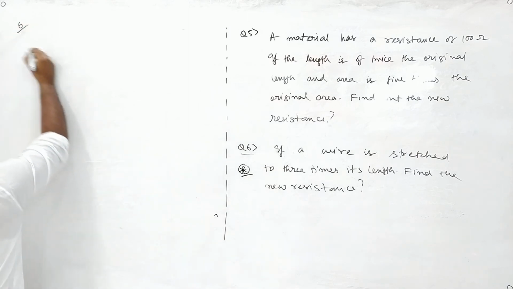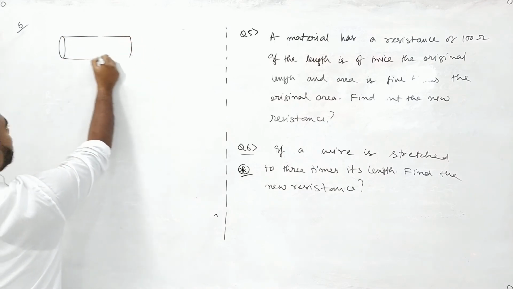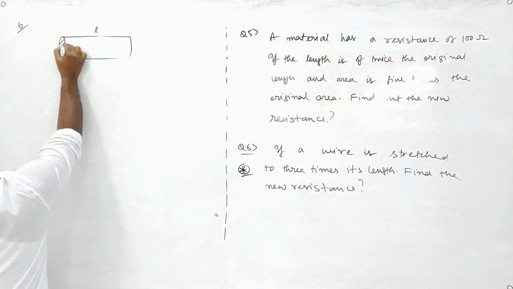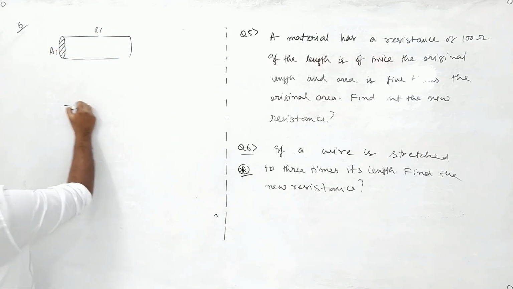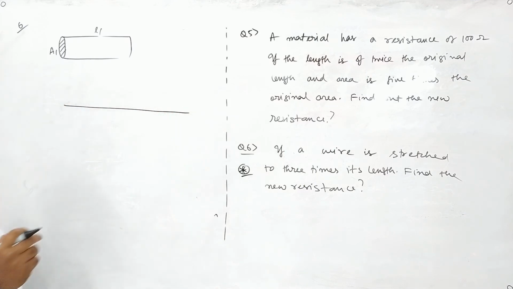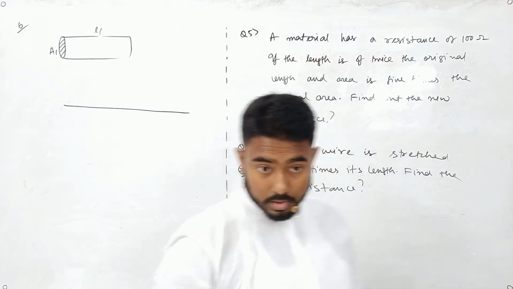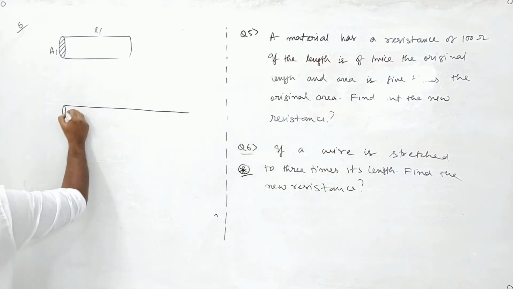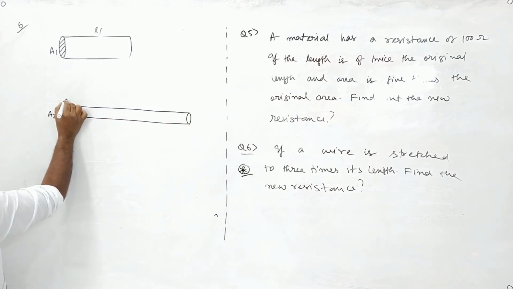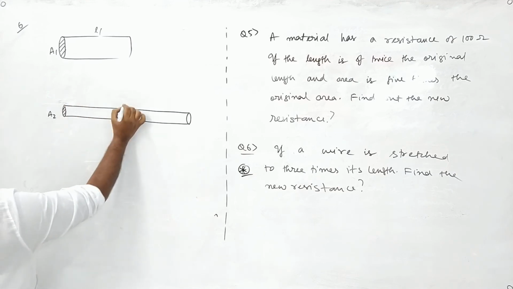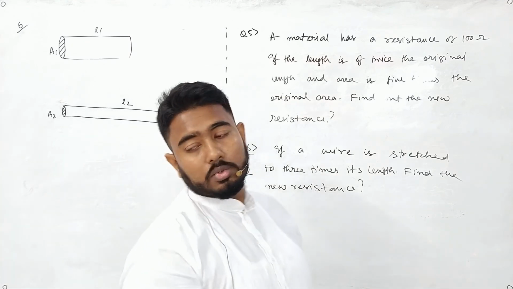Now this is an important numerical. Suppose this was the original length and original area. This is L, this is A. Suppose L1, A1, okay. Now if I stretch it, will the area remain same? What will happen? It will decrease. So if I increase the length, its area will decrease. The new area will be A2, the new length will be say L2, okay.